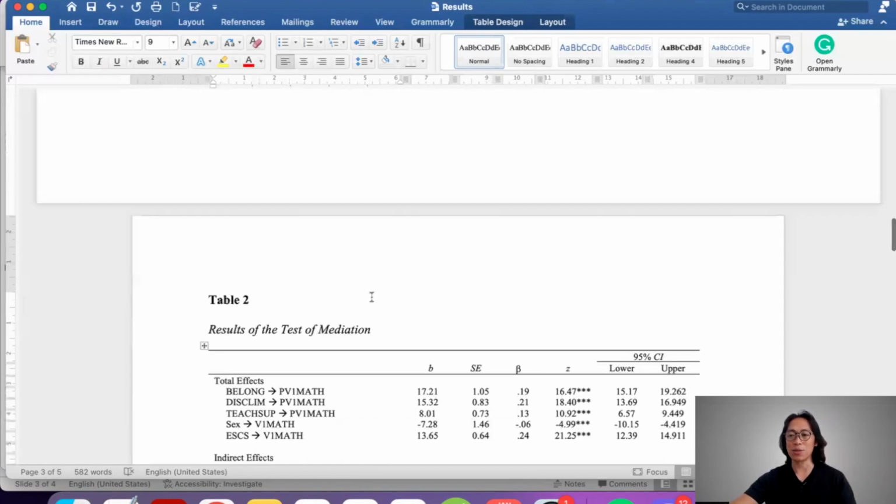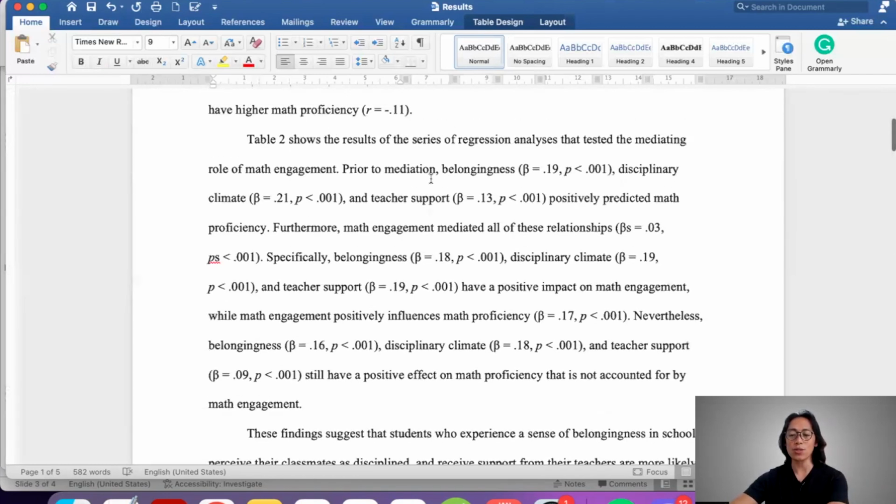So that's the way I will report it, exactly the way it is organized in the table as well. You will notice also that when I report these things, I'll be reporting the standardized regression coefficients and the corresponding p-value. In some reports, I've seen that they also report the z-value, but for simplicity's sake, these are the only values that I'll be reporting. Table 2 shows the results of the series of regression analyses that tested the mediating role of math engagement.